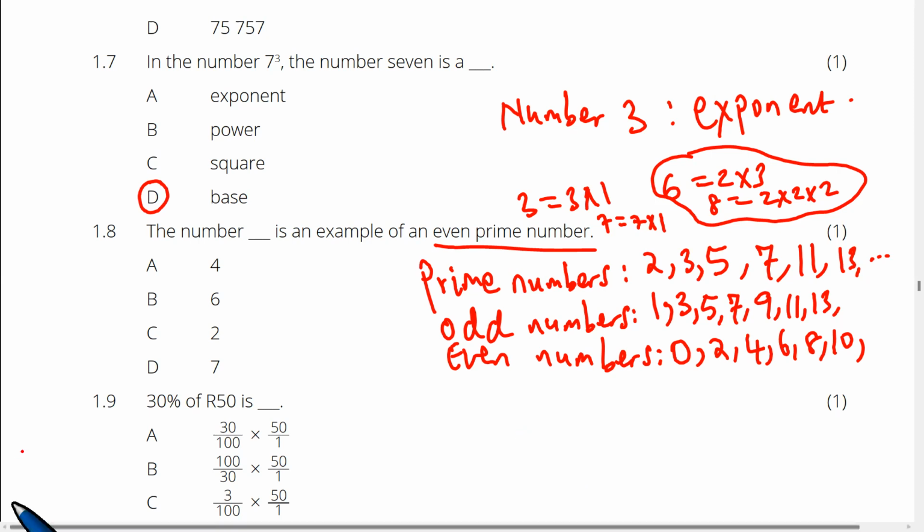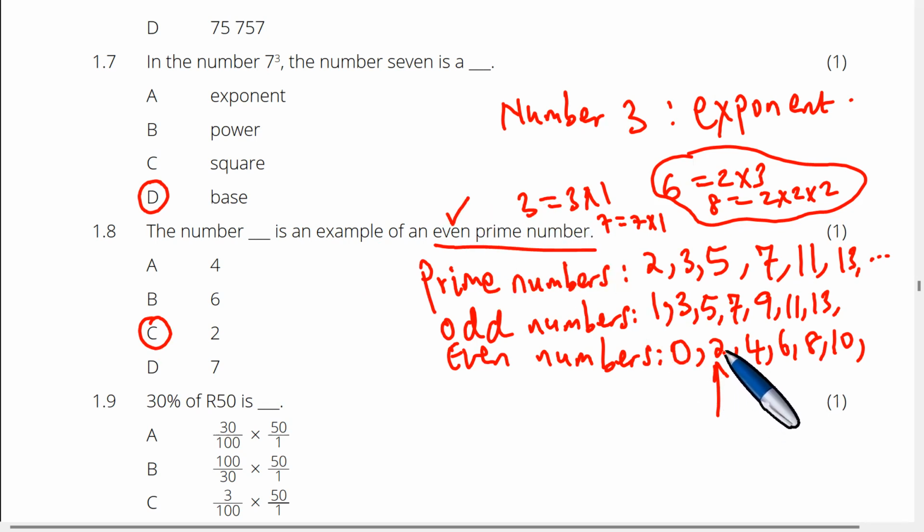Now, what is an example of an even prime number? Which answer do you think is correct here? 2. The number 2, because it is an even number, but it is also prime. It has 2 properties. It's an even prime number.